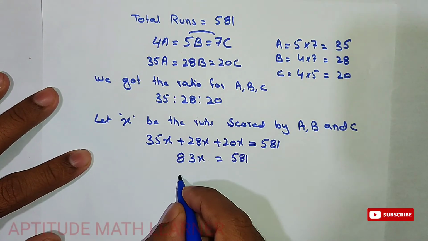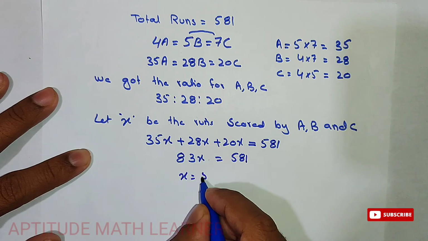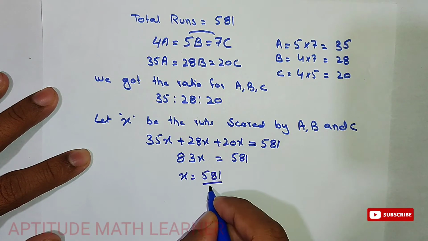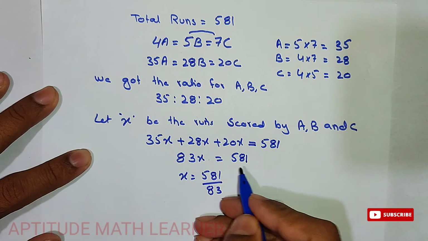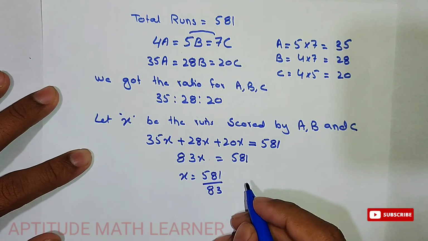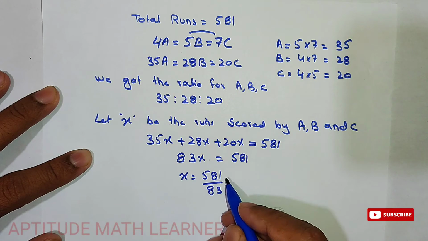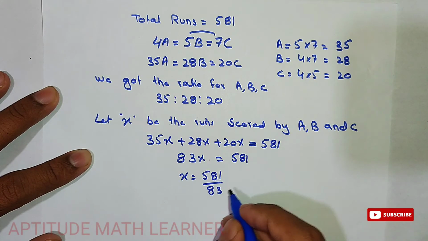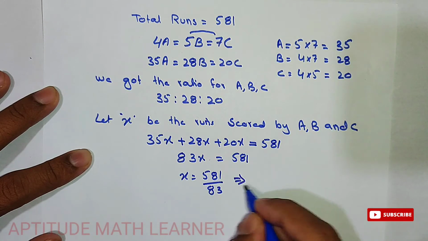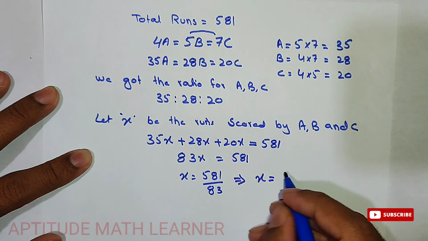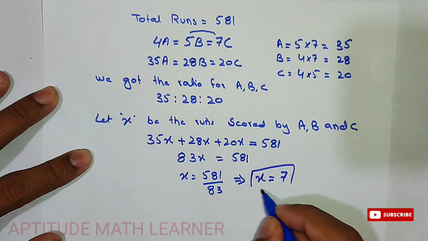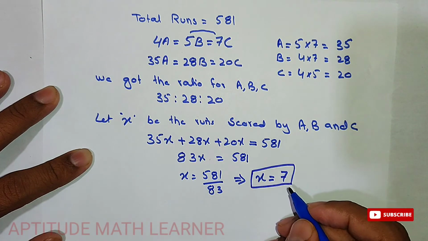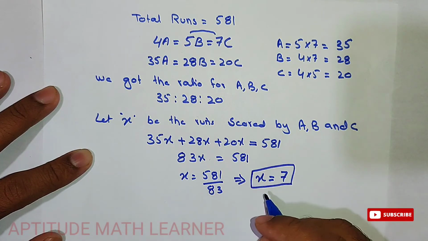So we get the value of x, that is 581 upon 83. Dividing 581 by 83, we get x is equal to 7. So this is the value of x.